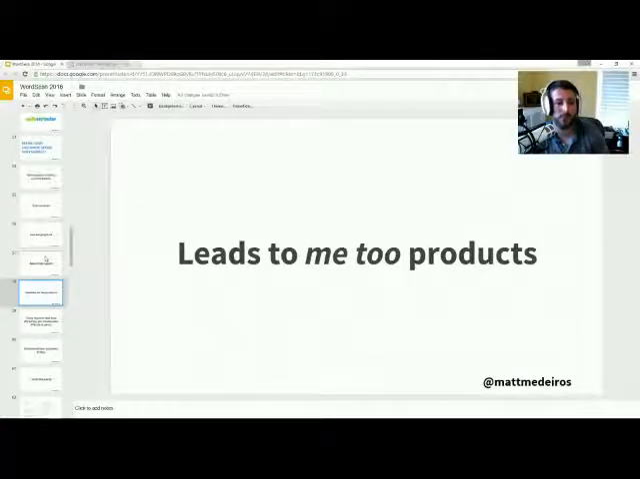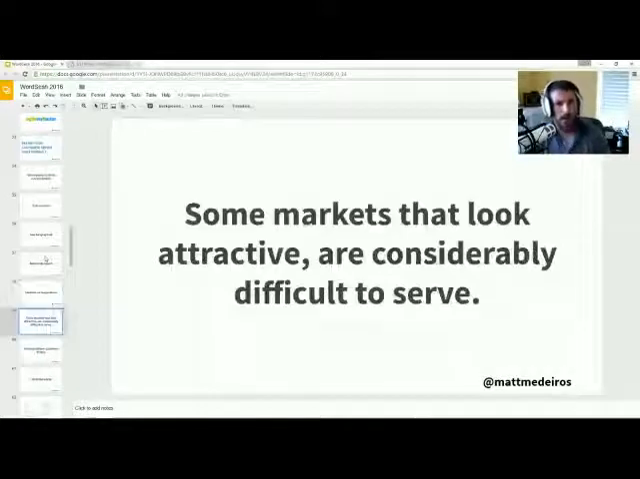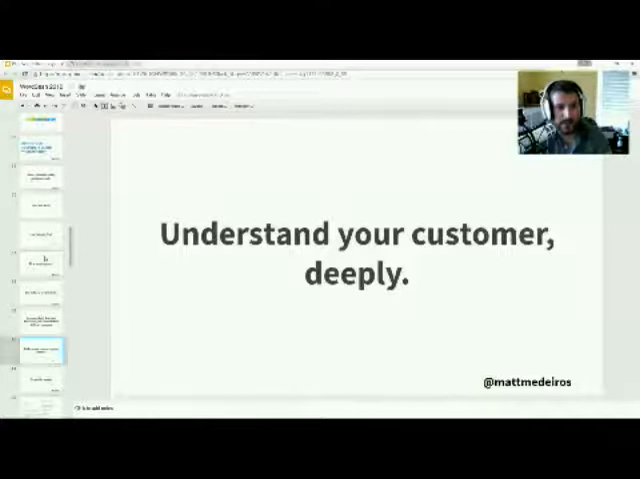And the danger is we start chasing these Me Too products, and we all start doing the same thing. Well, maybe if I just packaged up a restaurant website for $500 and put that on repeat, I could build this SaaS business. Yes, you can. It's not going to be easy, as you'll probably learn from a later presentation today from the folks at HumanMade. Some markets that look attractive are considerably difficult to serve. That's exactly what I was getting at.